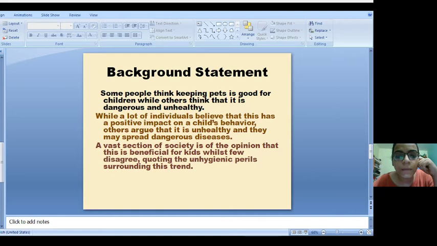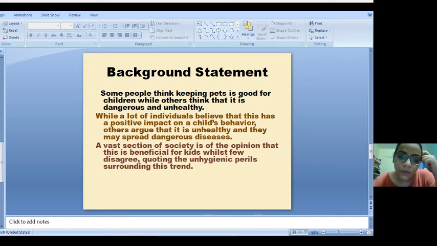Some people think keeping pet is good for children, while a lot of individuals believe that it has positive impact on a child's behavior. Others argue that it is unhealthy and they may spread dangerous diseases. I have paraphrased this one, while others think that it is dangerous and unhealthy. I have not repeated the word, I have not repeated the sentence. I have shown the examiner that yes, I can change the language. Also, I am introducing question.